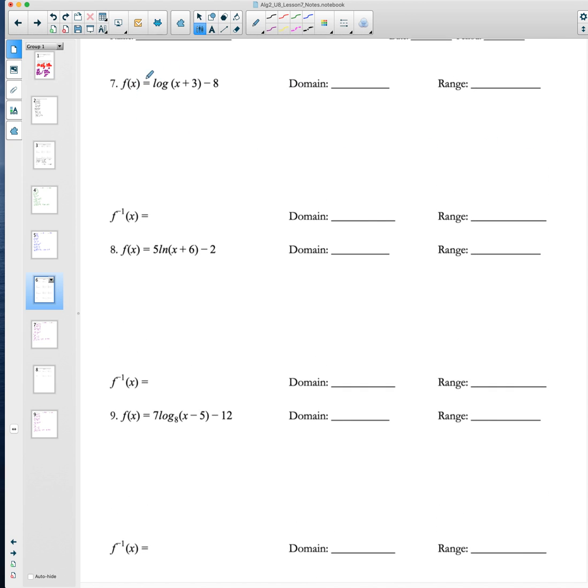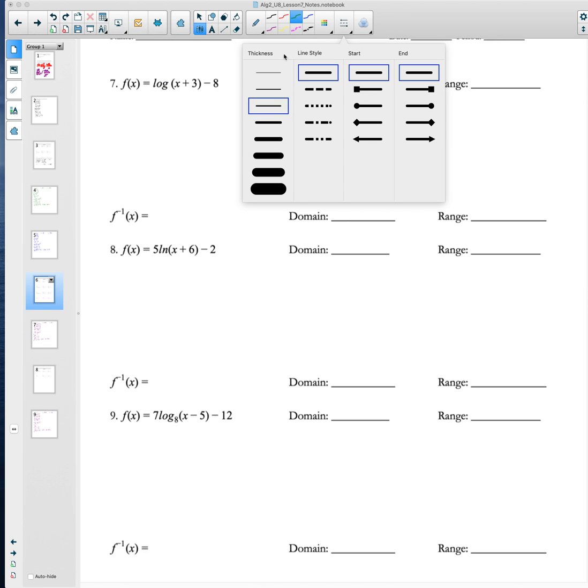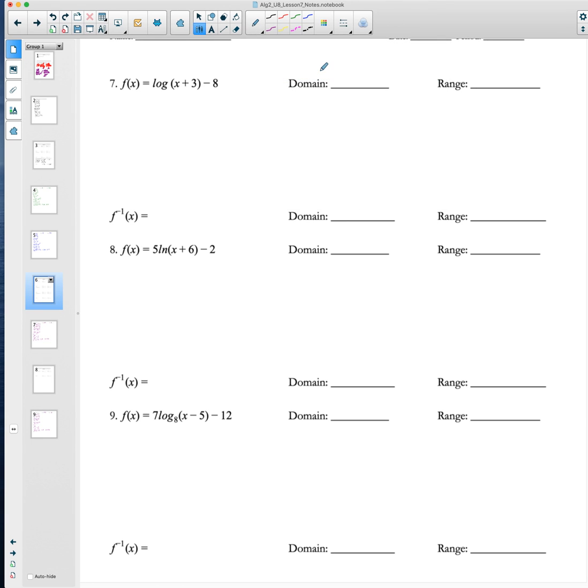All right, so when we look here, once again, let's start with our domain and our range. We know the domain of a logarithm starts at its vertical asymptote. So we have a horizontal shift of left 3, so that means our vertical asymptote is x equals negative 3. So our domain is going to be from negative 3 to infinity. And then we know the range of every logarithm is all real numbers.